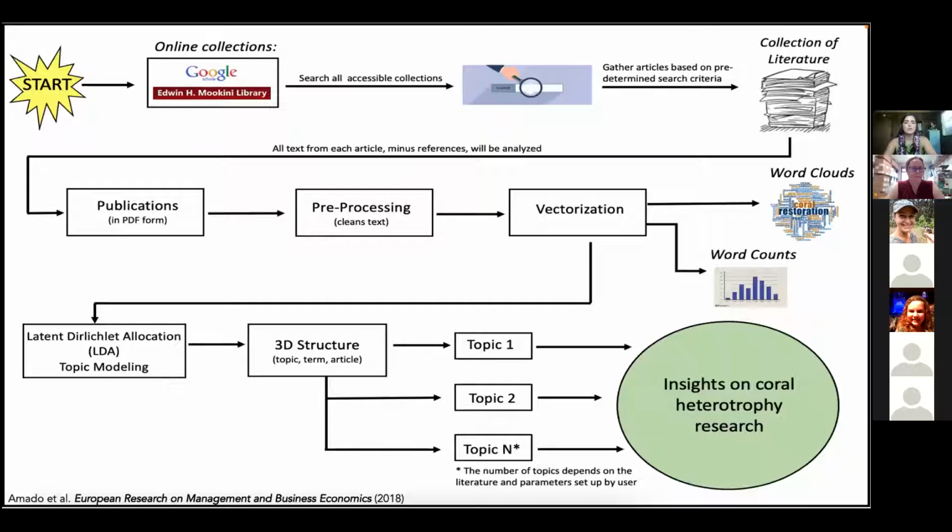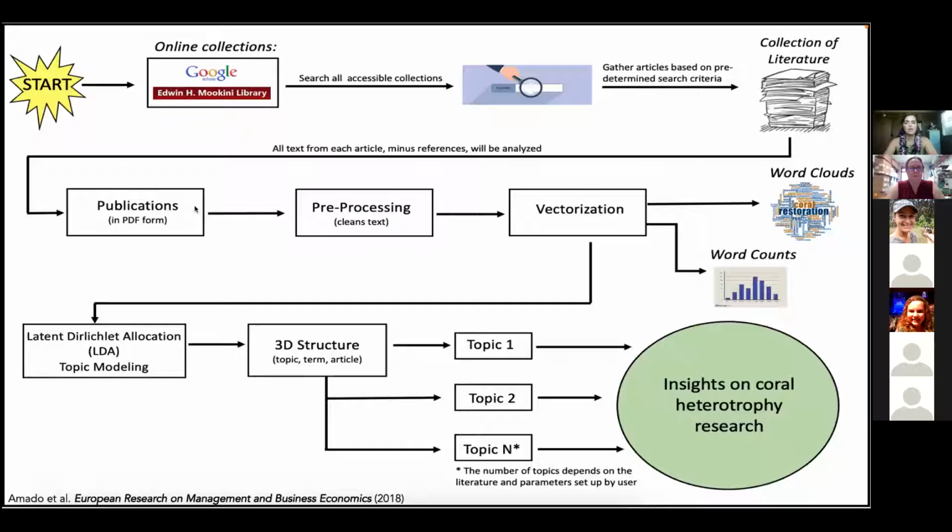So to start, I searched all of the online collections I had access to, namely the Hilo online repository and Google Scholar, searching for all publications from 2009 to December 2020 relating to coral heterotrophy. I used the words corals, coral reefs, heterotrophy, and limited to those written in English and referring to heterotrophy in the coral animal. I briefly scanned the abstracts of all of the publications to make sure they match that criteria, and downloaded them all in PDF form.